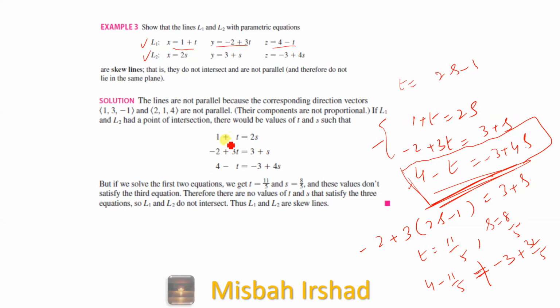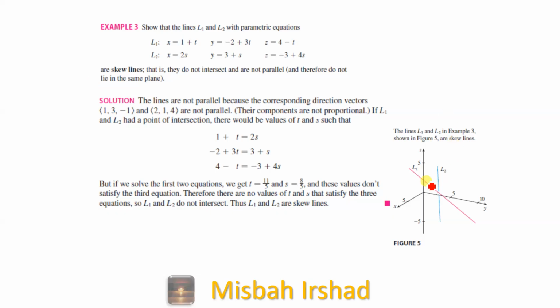To check whether these lines are parallel or not, just find the direction vectors. For line L1, the direction vector is (1, 3, negative 1). For line L2, the direction vector is (2, 1, 4). These two vectors are not parallel because we cannot write one vector as a scalar multiple of the other. So these two lines are not parallel, but they don't intersect. So these are skew lines.